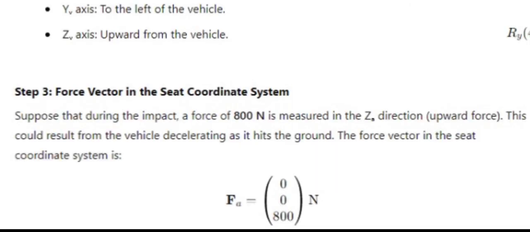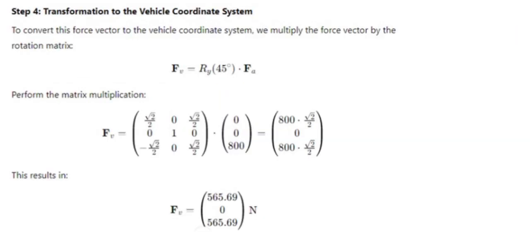Let's imagine that during the impact, a force of 800 newtons is measured acting upward in the seat's z direction. This force could result from the vehicle decelerating when it hits the ground. The force vector in the seat's coordinate system is as shown. Now, we need to transform this force into the vehicle's coordinate system. To transform this force, we multiply the force vector by our rotation matrix. This gives us the transformed force in the vehicle's coordinate system.